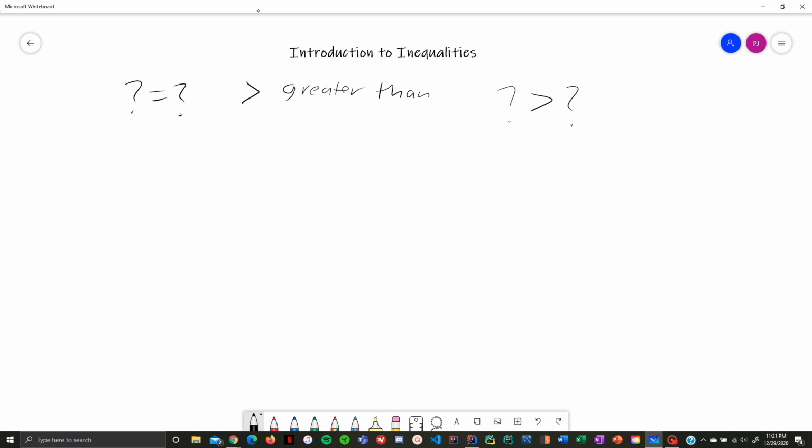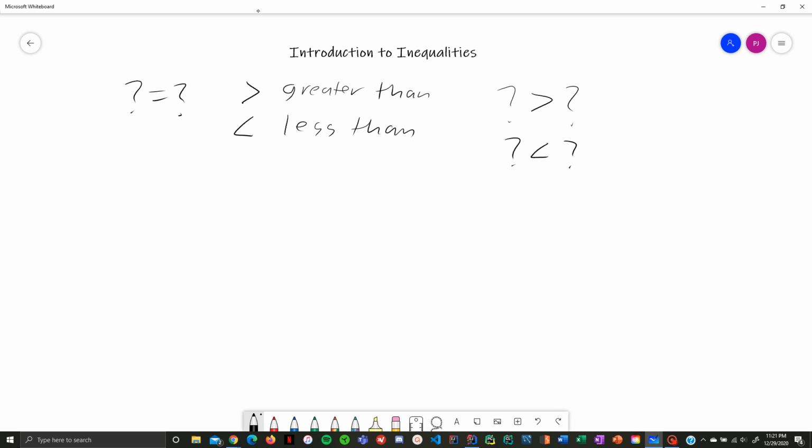And similarly, we can do less than. A backwards version of this would be less than. So in this case, the alligator is going for the smaller number. Since we read left to right, this is smaller than, and the second number right here is a bigger number. This means less than the first number.